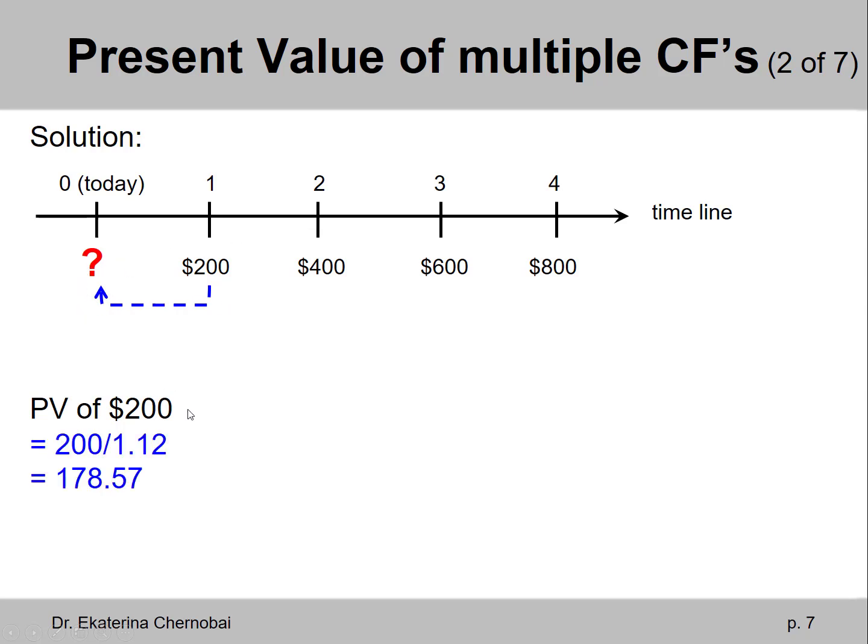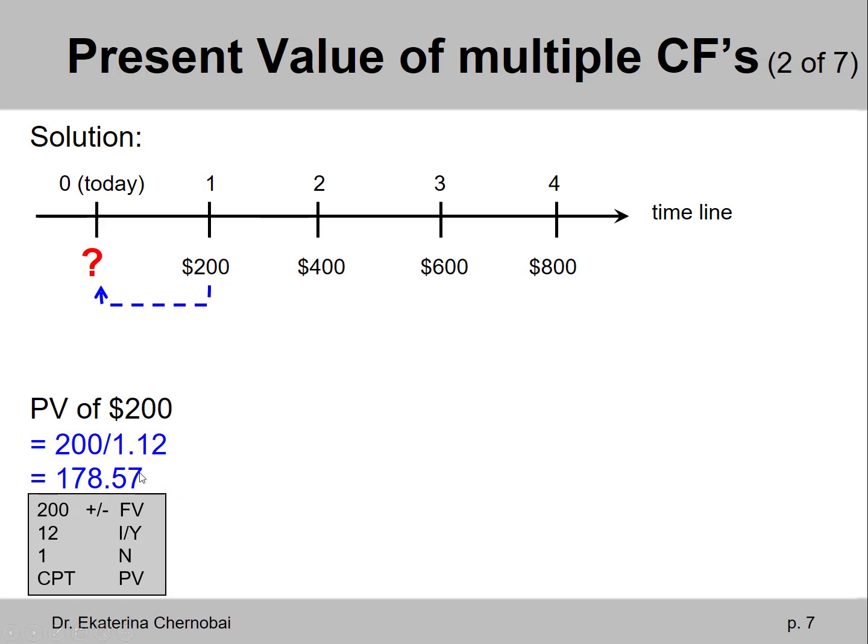Following the present value formula from chapter 5, you would take $200 and divide it by 1 plus the interest rate. The interest rate in this problem is 12%, so you can divide by 1 plus 0.12 or simplify to 1.12. The answer you get is $178.57. In other words, receiving $200 back from this investment in 1 year is just like receiving $178.57 today.